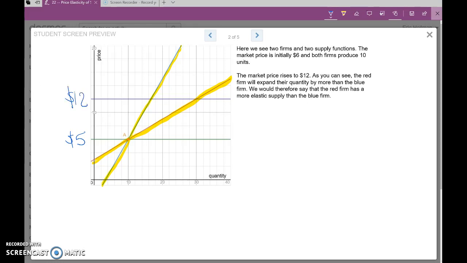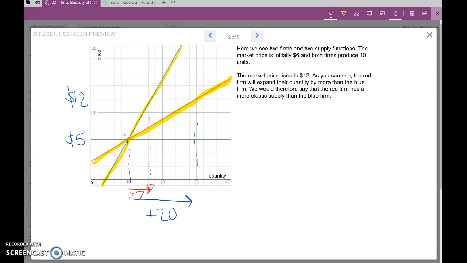We'll get into why market prices might change in the next unit, but let's just say this happens. As you can see, the red firm goes from being willing to produce 10 units to now being willing to produce 30 units. So their supply increases by 20 units. The blue firm at $12 is willing to produce, it looks like, maybe 17 units or something like that. So their supply has only increased by 7 units.